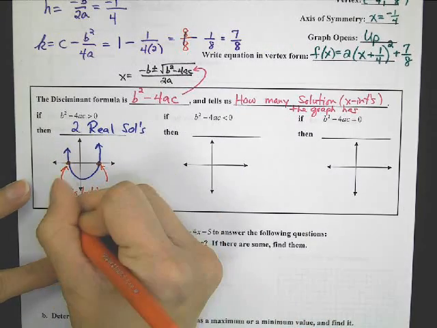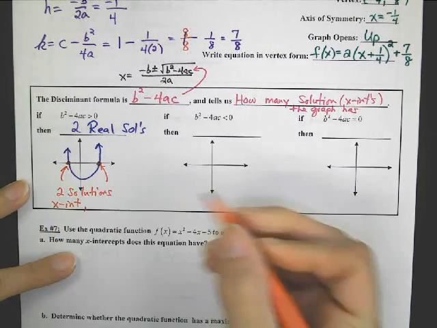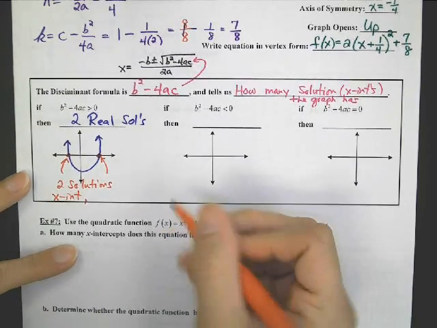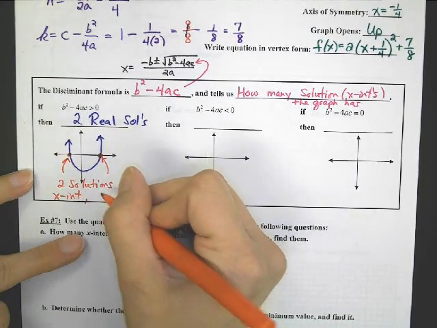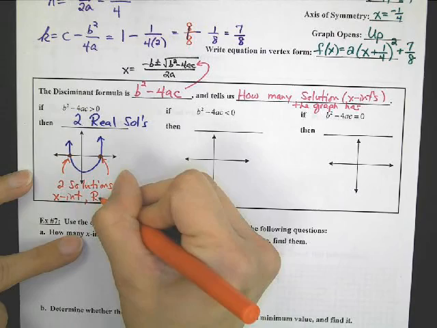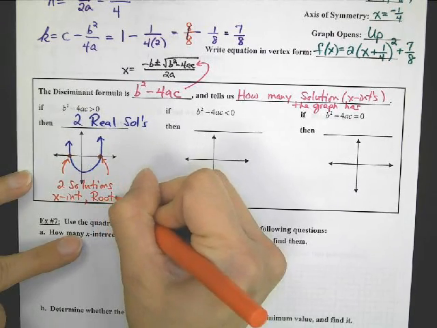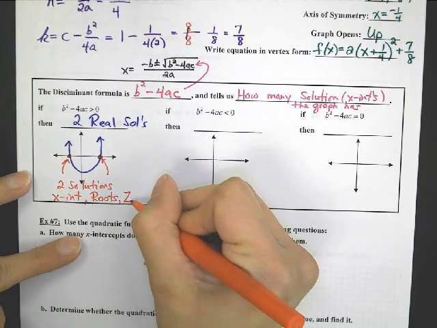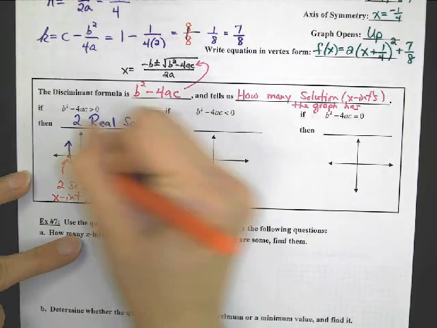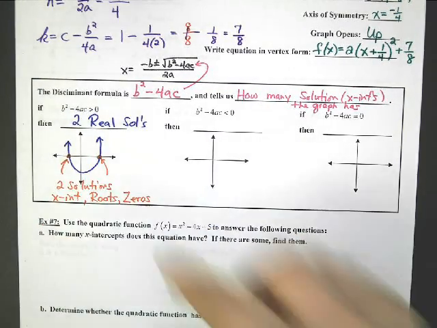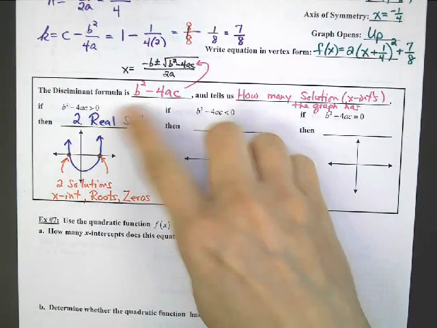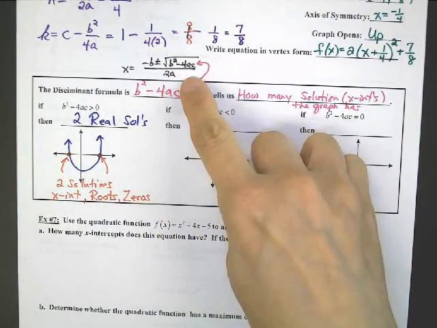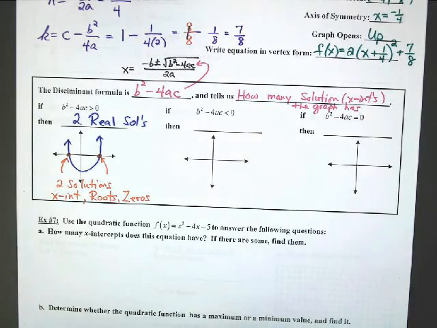They could be called x-intercepts. They could also be called a couple more things. Who knows what they are? Starts with R. They could be called the roots, or they could be called the zeros. Okay, so there's 2 of them. If you get a positive discriminant, that means you could keep going and calculate the 2 x-intercepts.